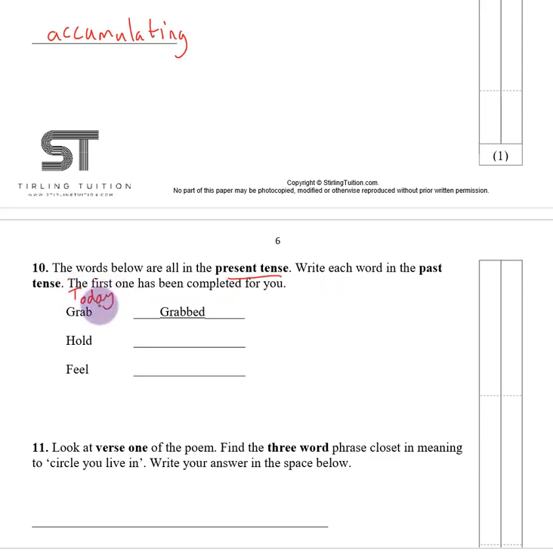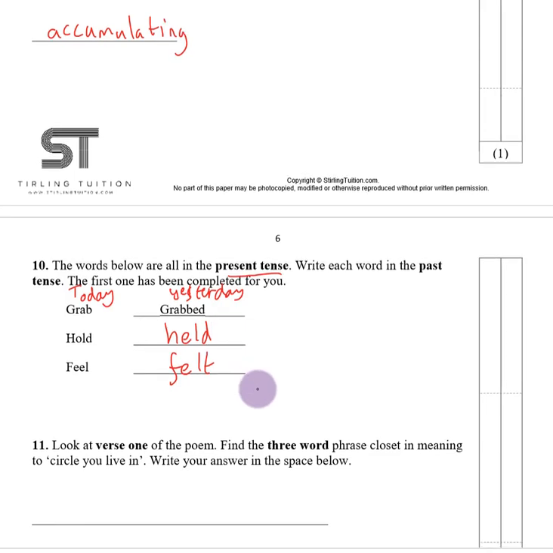So this is happening right now, present, and this is yesterday. This is the easiest way to think about this. If you say these two word sentences in your head, it'll direct you to what you need. So today I grab, yesterday I grabbed. Today I hold, yesterday I held. Today I feel, yesterday I felt. Makes it very, very straightforward then.